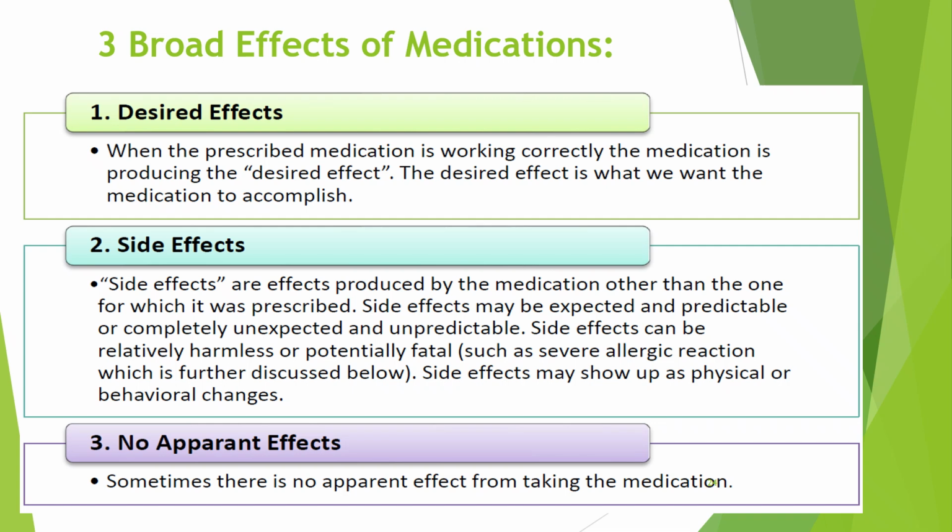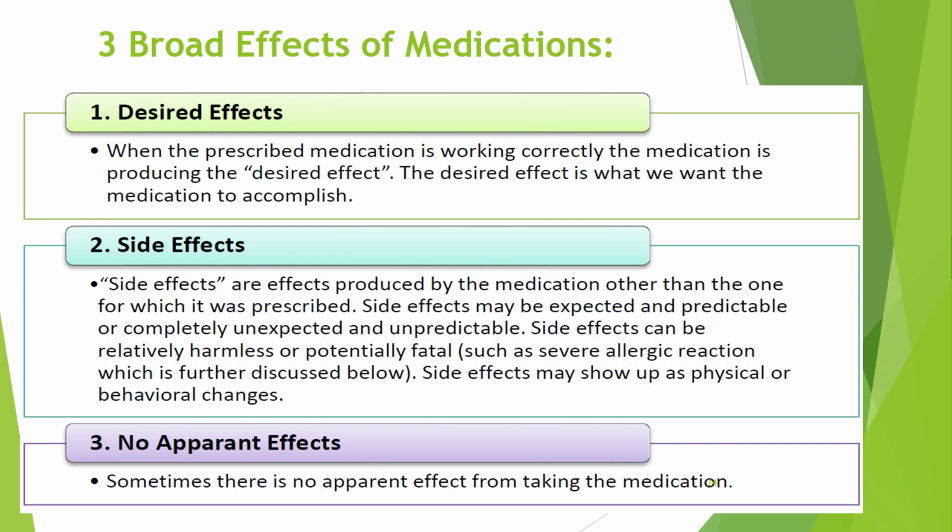There are 3 broad effects of medication. One is desired effects. When the prescribed medication is working correctly, the medication is producing the desired effects. The desired effect is what we want the medication to accomplish. So when I have a headache, I take Tylenol, my headache went away. That's what we want to accomplish. I have seizures, I take Dilantin. I haven't had a seizure for 6 months.